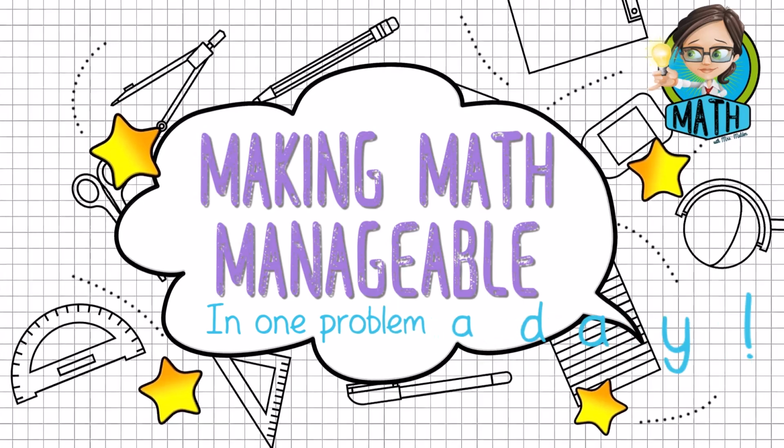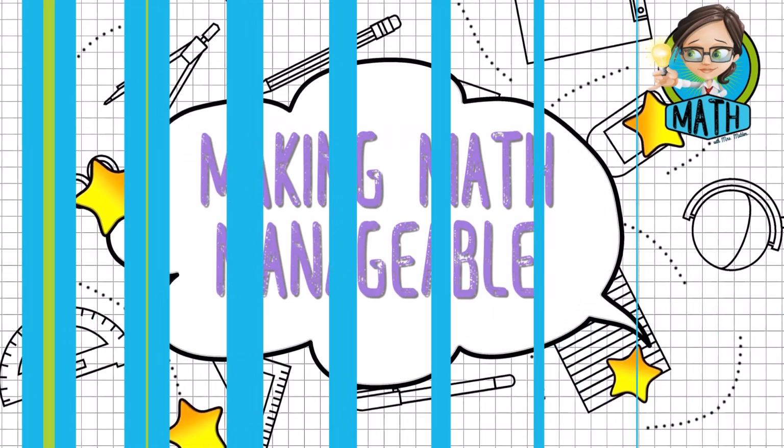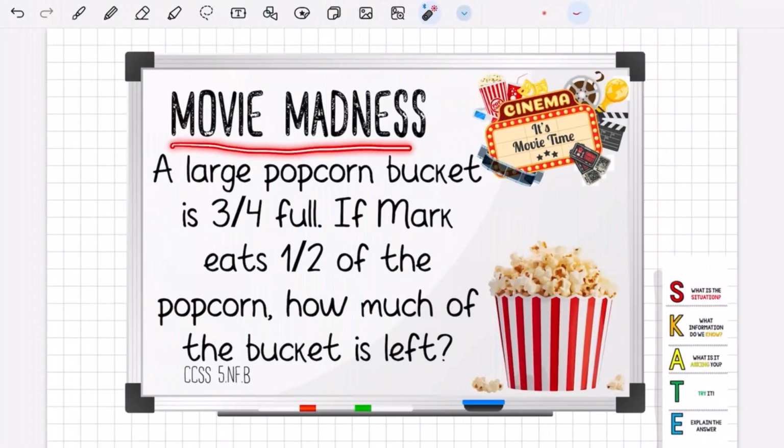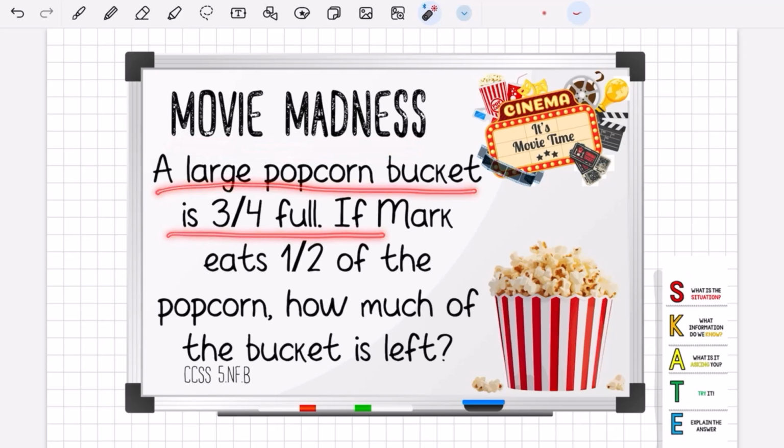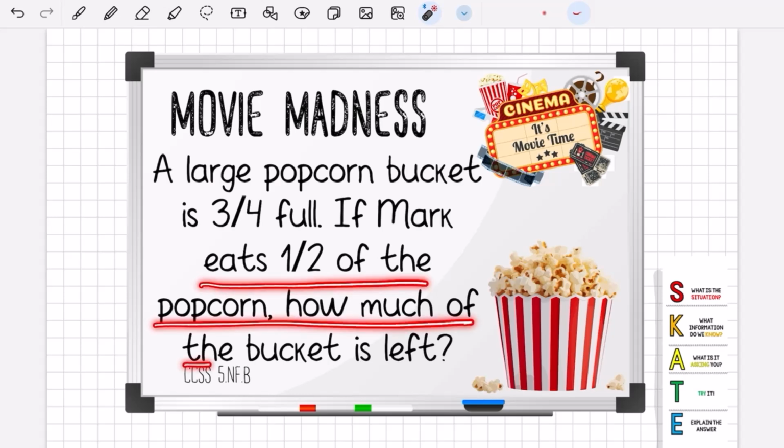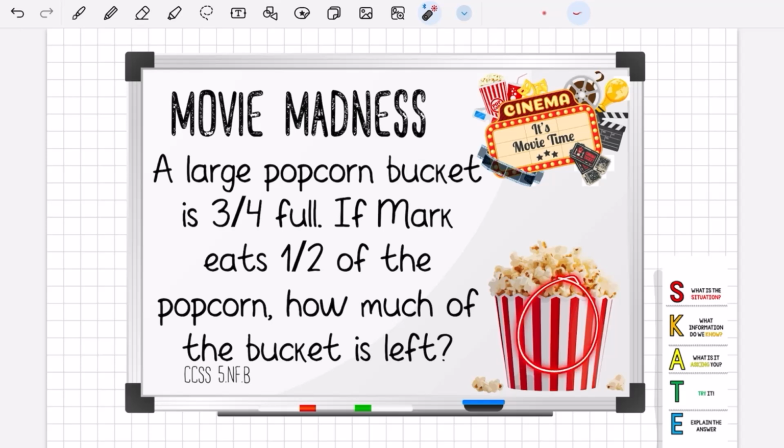In our problem of the day today, we are talking about popcorn. I've called this problem Movie Madness. I probably should have called it What's Poppin', like one of the earlier ones, but I'm just thinking of that right now. Anyway, a large popcorn bucket is 3/4 full. If Mark eats 1/2 of the popcorn, how much of the bucket is left?